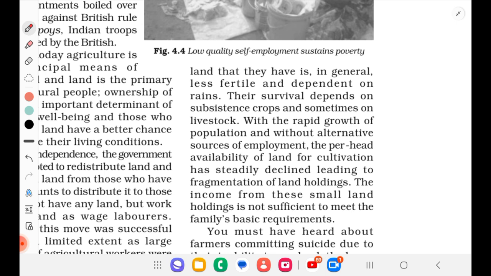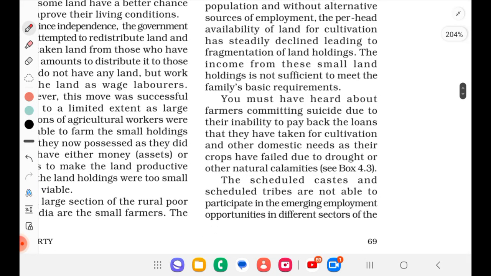The income from these small land holdings is not sufficient to meet the family's basic requirement. You must have heard about farmers committing suicide due to their inability to pay back the loans that they have taken for cultivation and other domestic needs, as their crops have failed due to drought or other natural calamities.